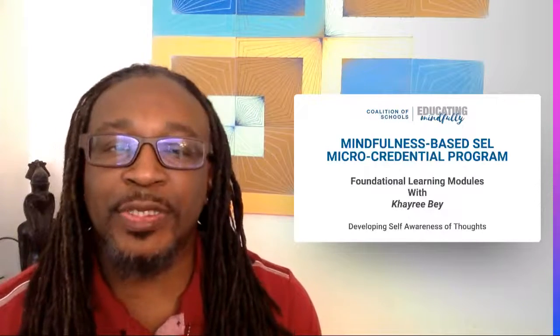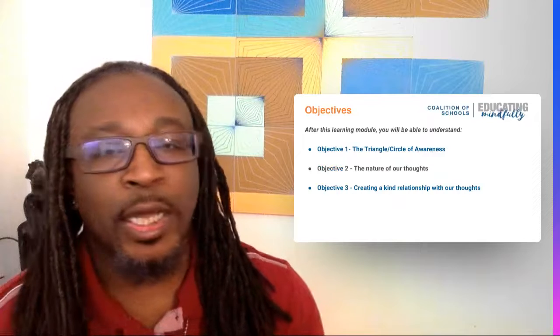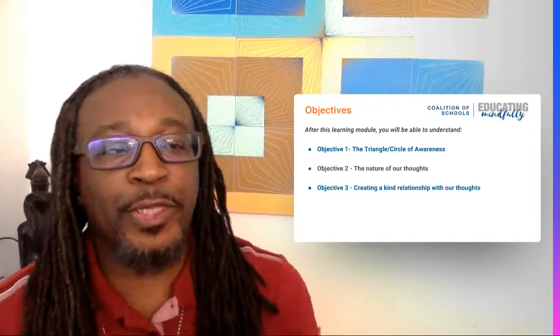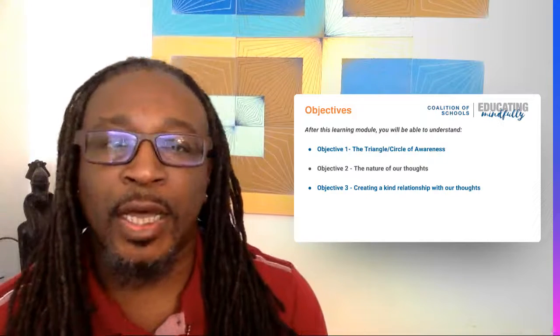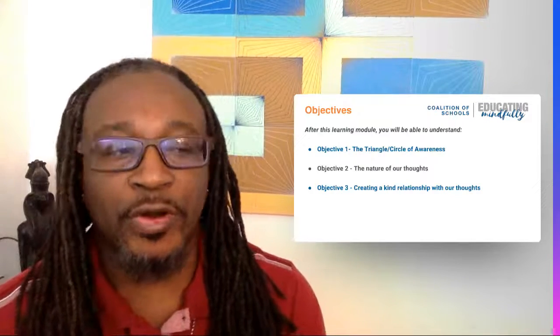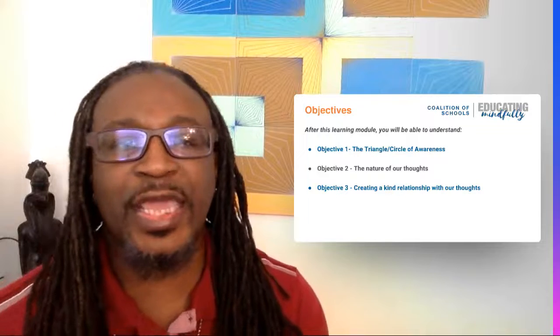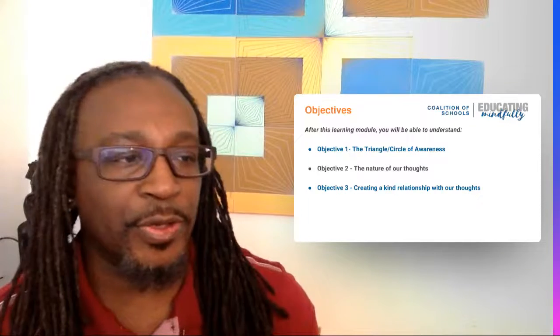Today we're going to get into developing self-awareness of our thoughts. So let's get right in. Our objectives today are going to cover three: number one, the triangle or circle of awareness; number two, the nature of our thoughts; and lastly, creating a kind relationship with our thoughts.